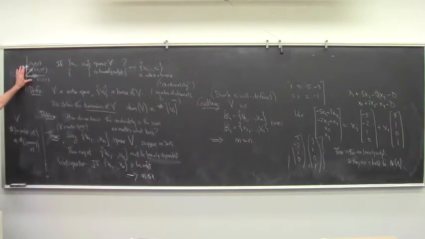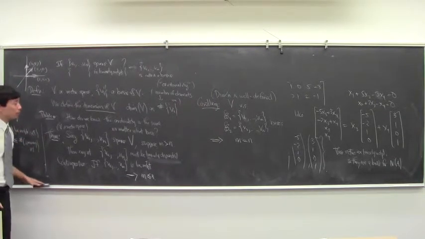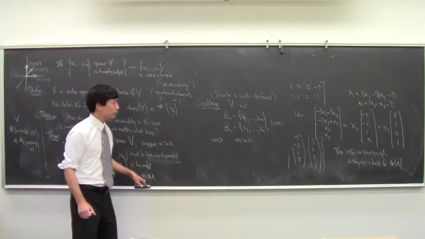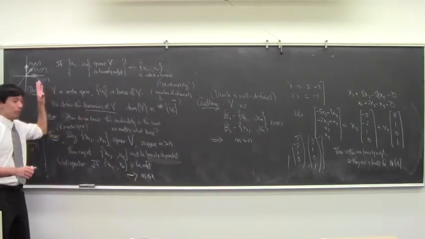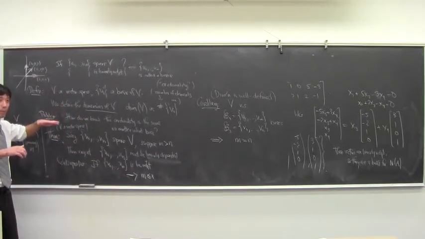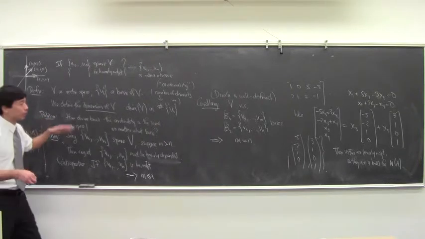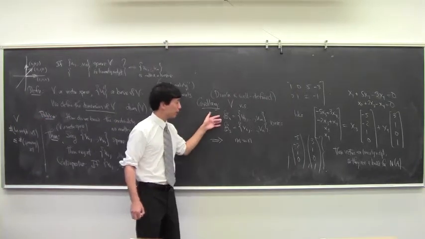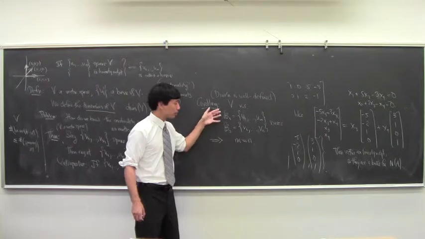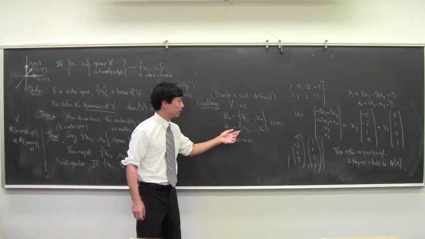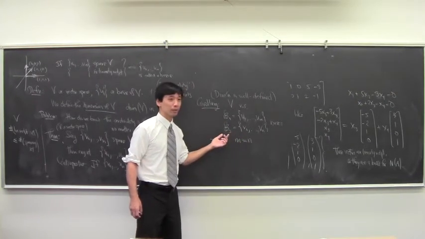Yeah, so we want a set that spans the space and doesn't have any redundancy in it. Okay, that's what a basis is. And what we're seeing now, so we define the dimension as the number of elements in the basis, and what we're seeing now is that whenever you have two bases, then they have the same number of elements.